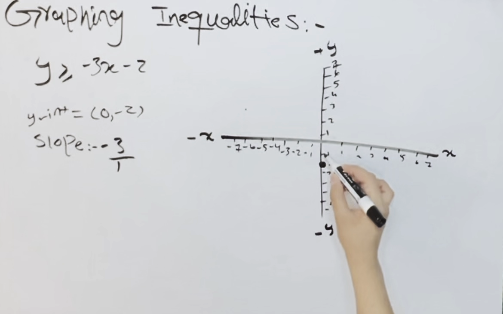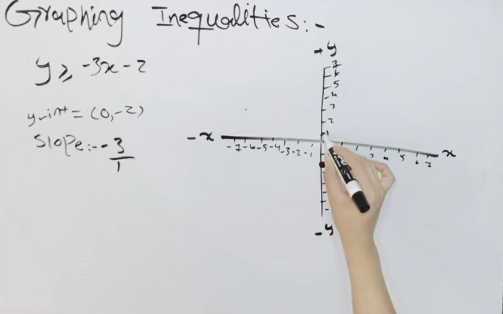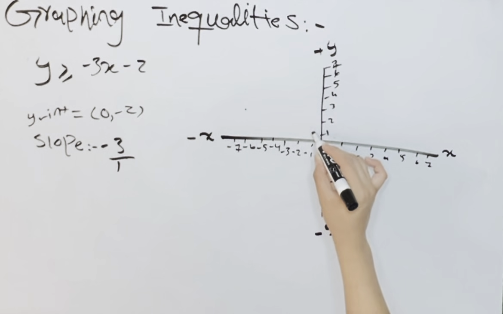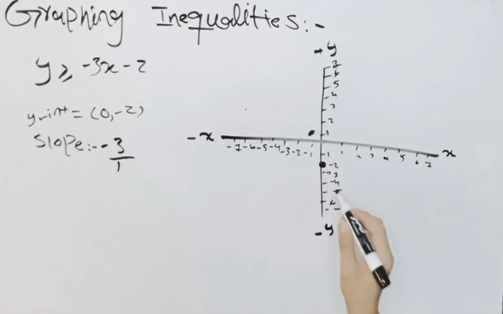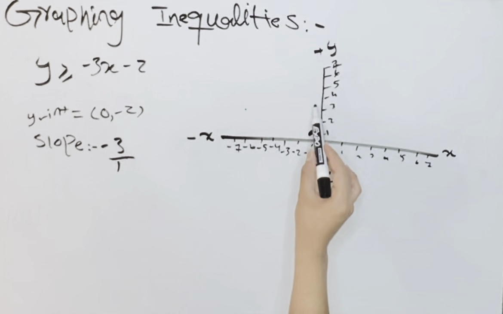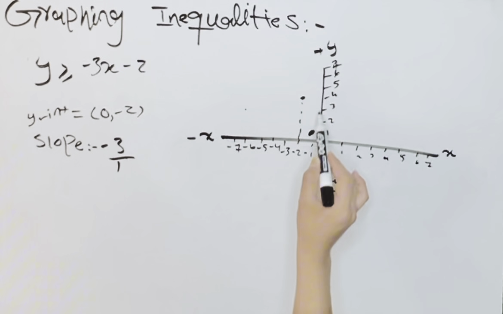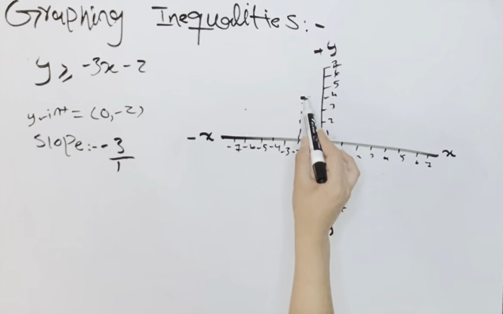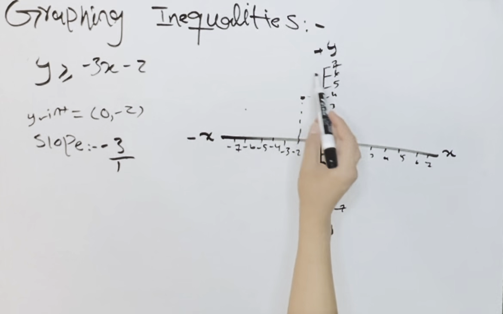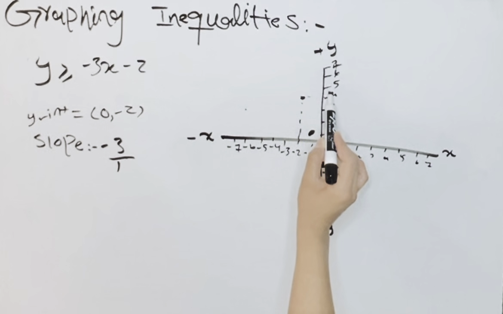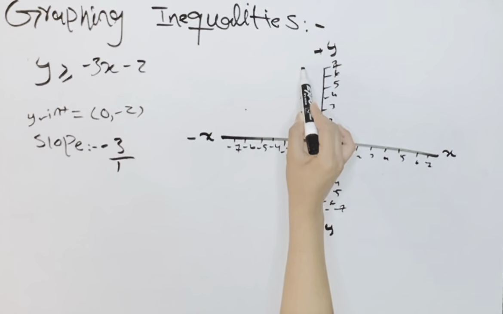So I'm gonna go up 3, 1, 2, 3, and then we're gonna turn left once. We're gonna go up 3, and then we're gonna turn 1 right. Yeah, there we go. We're gonna go up 3, 1, 2, 3, and then we're gonna turn right once.